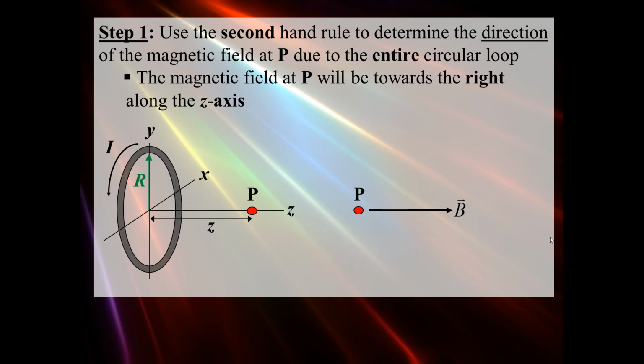Once again, to determine this, use the right-hand rule, which is to take your fingers curled in the direction of the counterclockwise current from the perspective of the z-axis on the right-hand side, and the direction your thumb points will be the direction of the magnetic field at point P, and that's going to be towards the right side of the page.